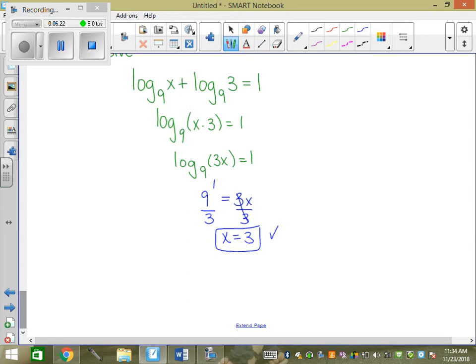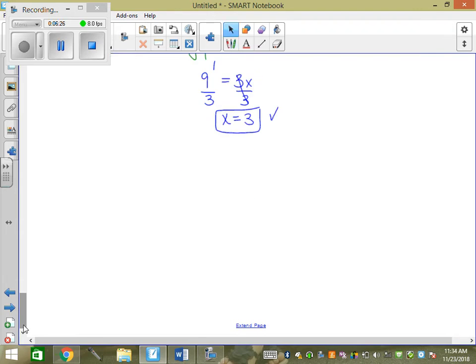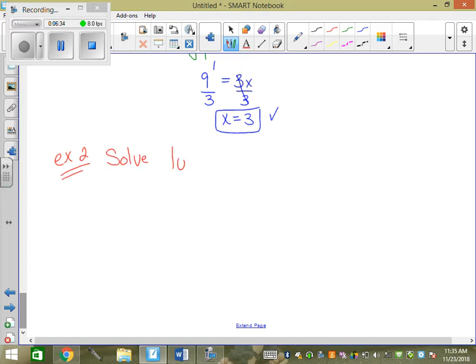You guys try this one out. See if you can do it. I'm not going to give you any hints. I just want to see if you can do it. Solve. Quiet, please. Log base 5 of x plus 1 plus log base 5 of x minus 3 equals 1.